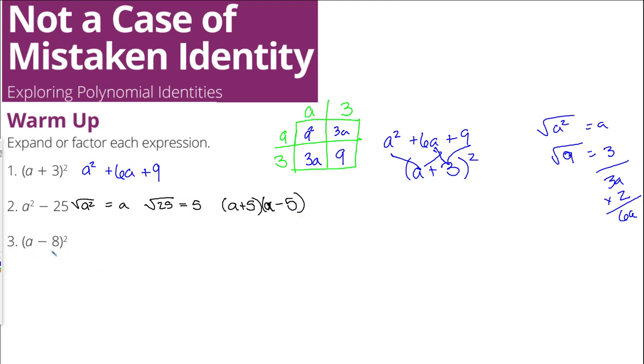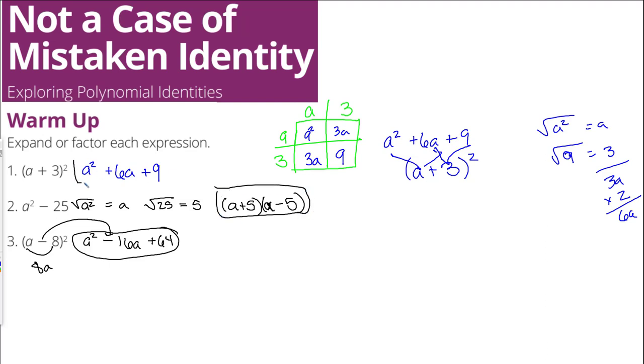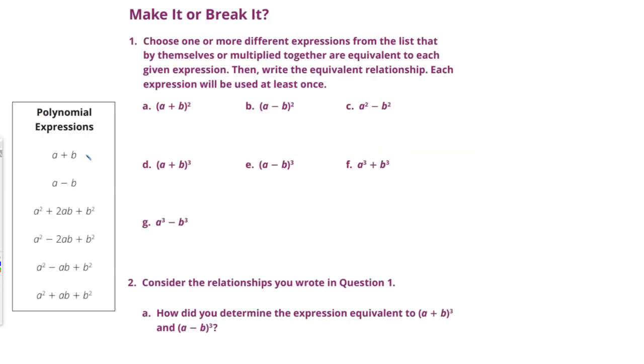And so again, we have a binomial that's squared, so we can square the first and double the product. The product is 8a, so doubling that is 16a, and we take this middle sign over. And then 8 squared is 64. So that's your answer. We're going to use these, and it was easier for us to think about them when we had letters with numbers than when we have just letters.